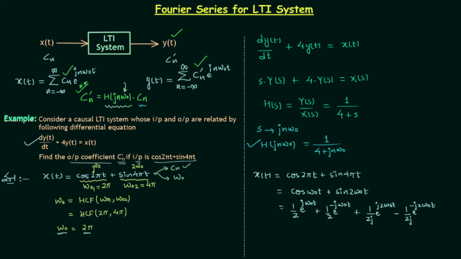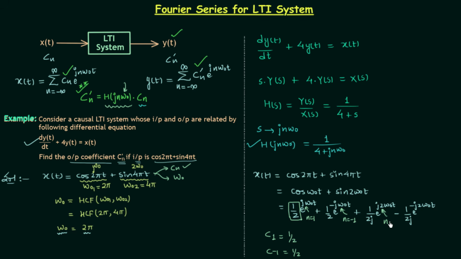We are having 4 non-zero coefficients. The first one is c1. Here n is equal to 1. So along with e^(j1ω0t), we are having 1 by 2 as the coefficient. So this is c1, 1 by 2. Similarly, here n is equal to minus 1 and the coefficient is 1 by 2. So c minus 1 is also having the coefficient 1 by 2.